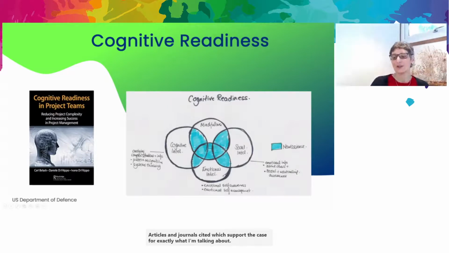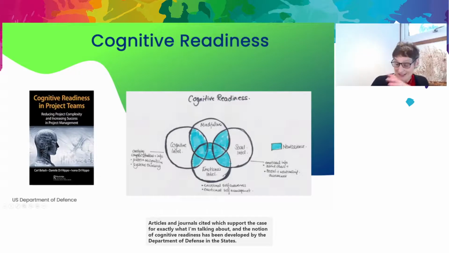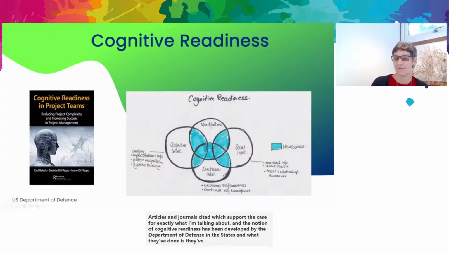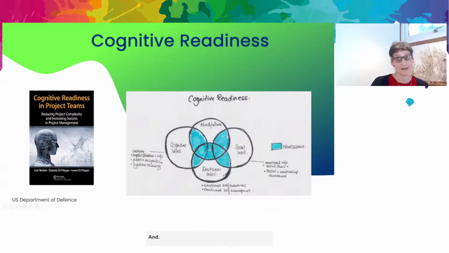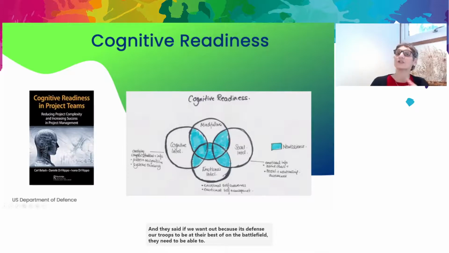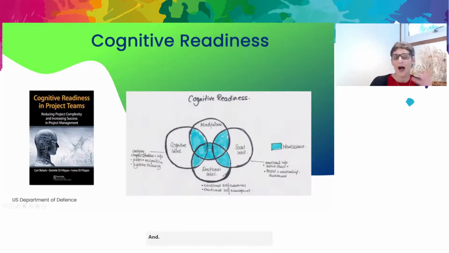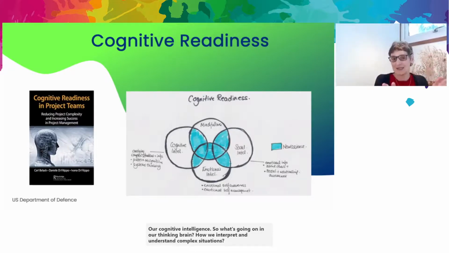And the notion of cognitive readiness has been developed by the Department of Defense in the States. And what they've done is they've essentially covered the same ground as we're covering here. And they've said, if we want our troops to be at their best on the battlefield, they need to be able to respond and be very agile, just like we're talking about on projects. And that's about our cognitive intelligence. So what's going on in our thinking brain, how we interpret and understand complex situations, the patterns we recognize, and the systems thinking that we can do.